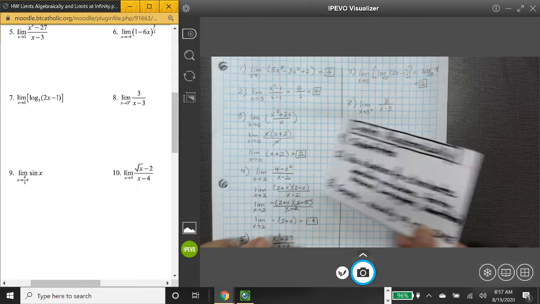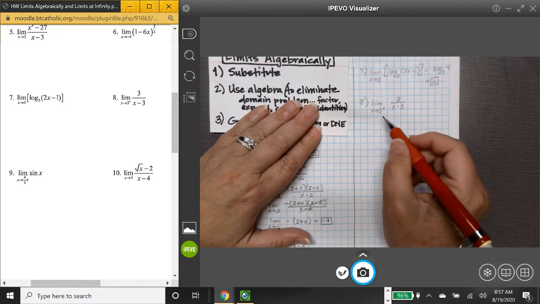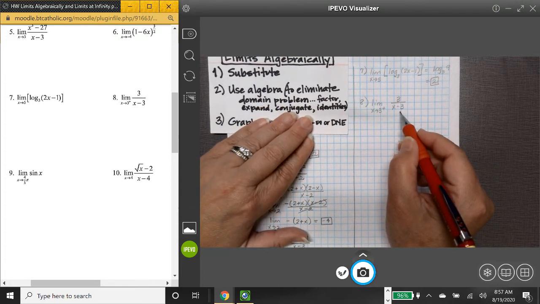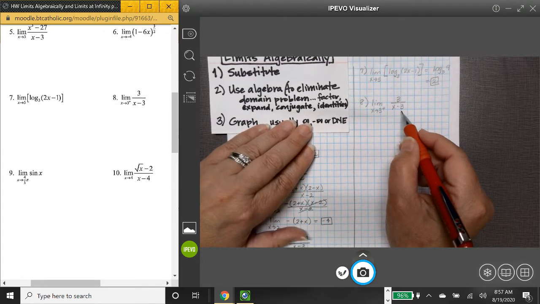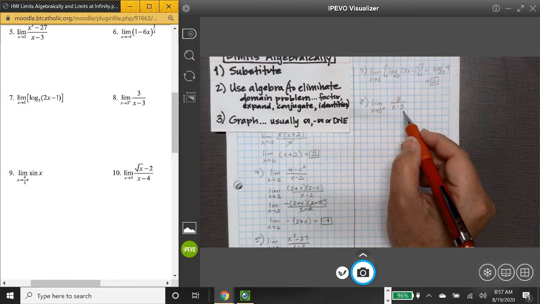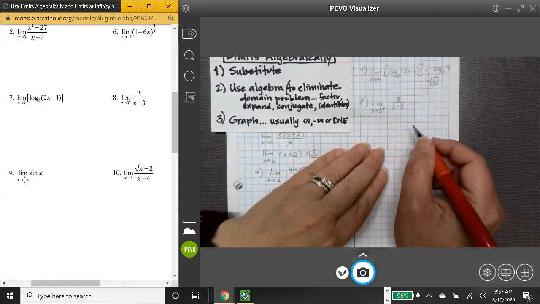All right, so these are my steps. I'm going to put them over here now. So my steps are to substitute if I can. Well, I can't plug a 3 here. That makes it undefined. Then I'm trying to do some algebra maybe to eliminate the domain problem, but I can't factor anything. I can't expand. I could try to use the conjugate, but that's still going to leave a 0 in the bottom. And this isn't a trig one, so I can't use identities. So step 3 means I have to graph it.